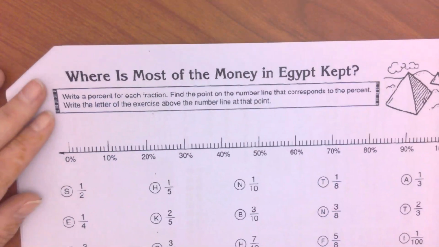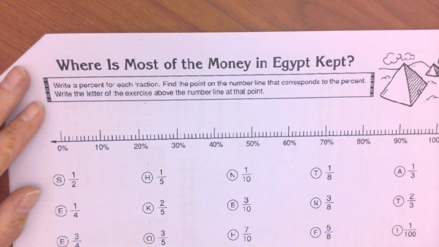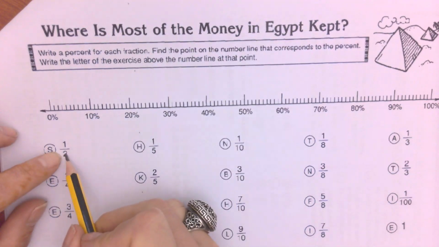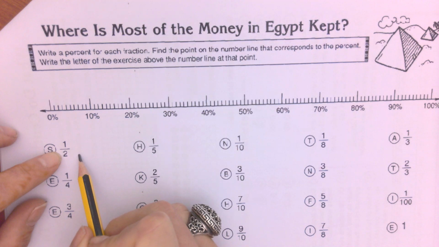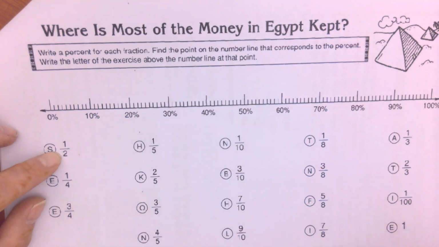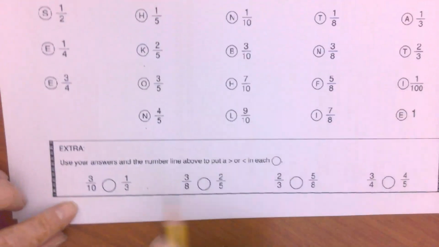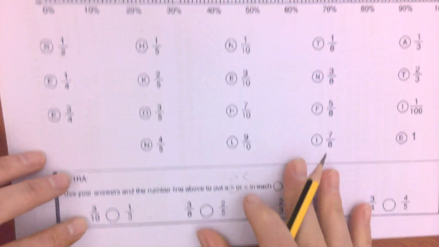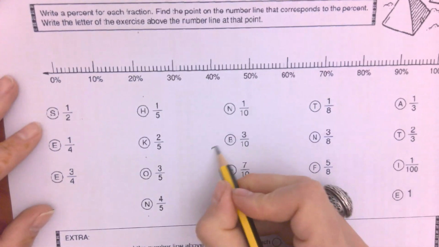Now let's go to the other page. Okay, so it says, where is most of the money in Egypt kept? So we have to write each fraction as a percent. And after, we're going to use the greater than or less than sign to say which fraction is bigger or smaller. Okay, so let's do B first.